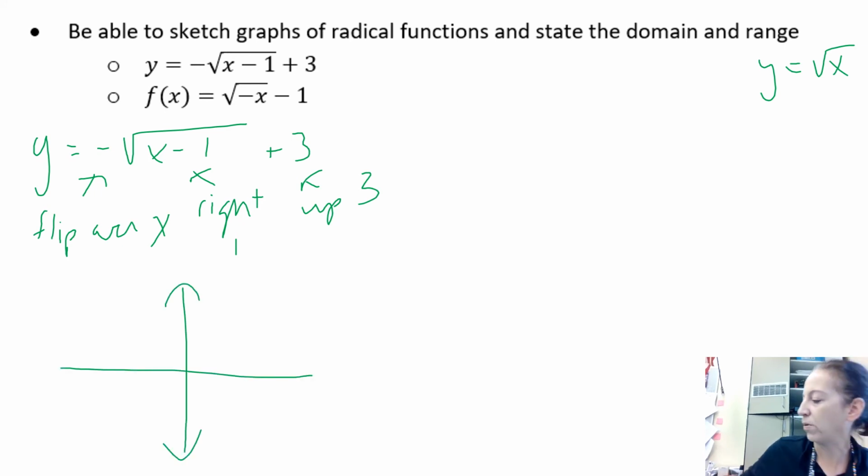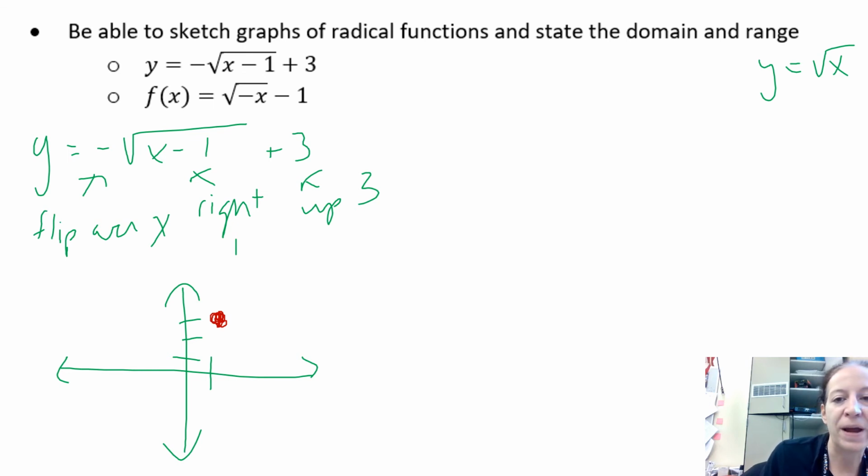You will be provided on your test with a nice little coordinate plane. I'm going to go right 1, up 3. Make sure you get that point clearly marked. I should probably do that with my mouse. I think I can do it. My touch screen is very sensitive there. And then it's flipped over the x-axis.